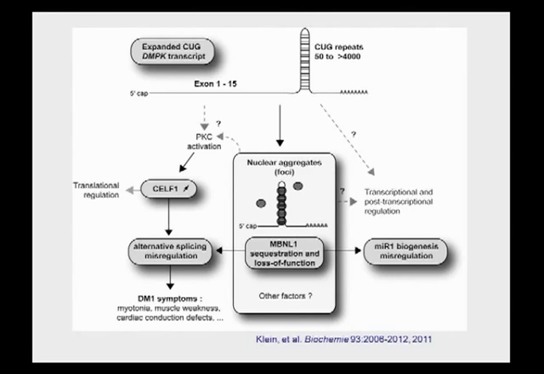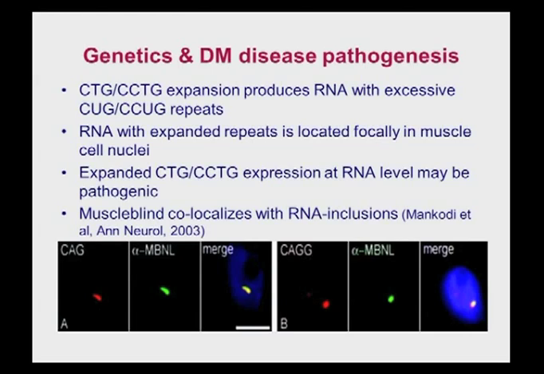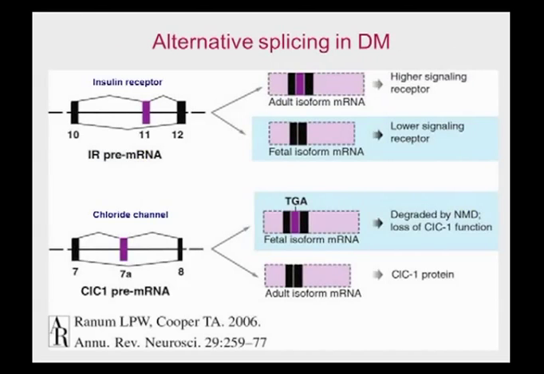Yeah, so the muscleblind is the one that tends to aggregate in these long hairpin repeats. And it shows here both with the CUG and the CCUG repeats. You can see co-localization of the RNA and muscleblind. So here you see the RNA red, muscleblind green, and then the merged picture shows the yellow. So that's true in both myotonic dystrophies type 1 and type 2.